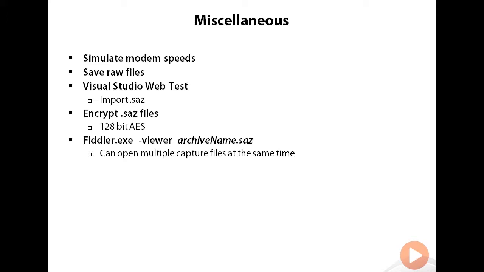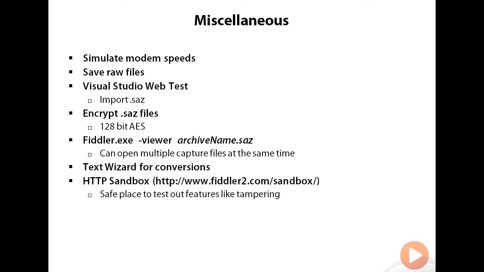By default, Fiddler only shows one archive at a time, so if you want to pull up two archives side by side, you can use the dash viewer option. So it's a read-only copy of those archives, so you can have multiple instances of read-only Fiddler up so you can compare archives. There is a text wizard for conversion, so it's common when you're looking at data coming back in a web conversation that you may want to look at that data in a particular way, like maybe take off base 64 encoding, things like that. So there is a text wizard that makes those conversions very easy.